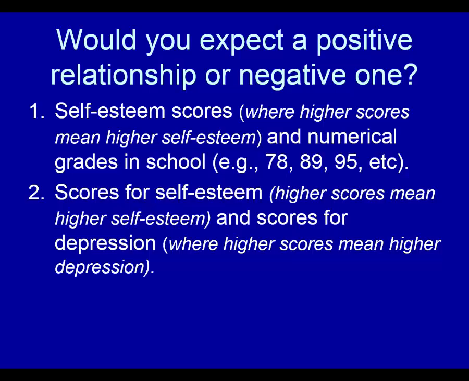Okay, the first one is self-esteem scores and numerical grades in school. Self-esteem scores here are where higher scores mean higher self-esteem. Of course, grades in school, higher numbers mean higher grades. I would expect a positive relationship because those with more self-esteem would probably have better grades. Number two, scores for self-esteem and scores for depression. I would expect a negative relationship here because I think people with higher self-esteem would tend to have lower depression.